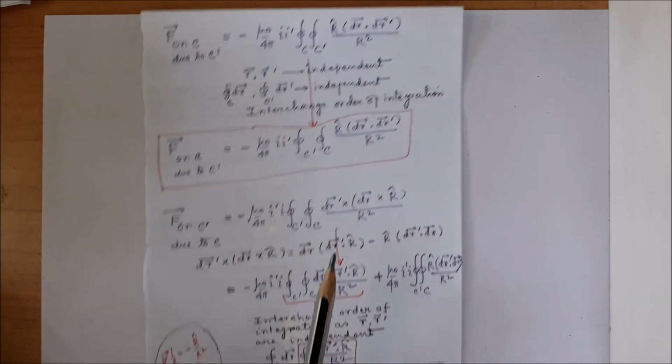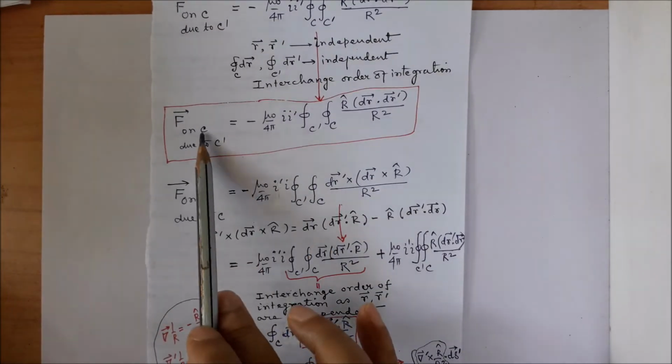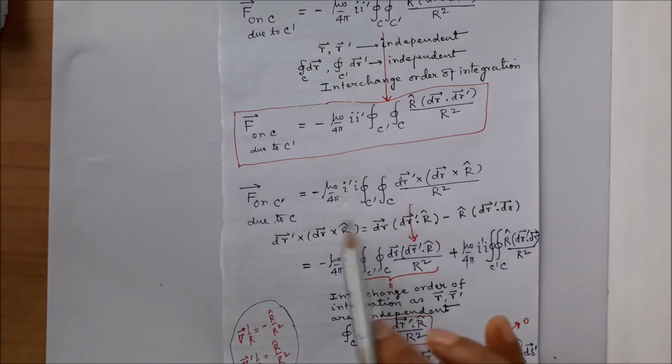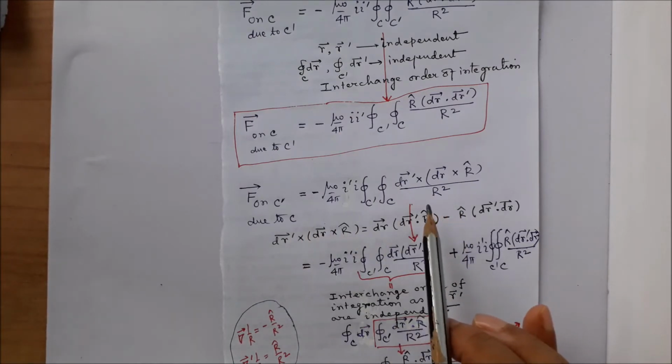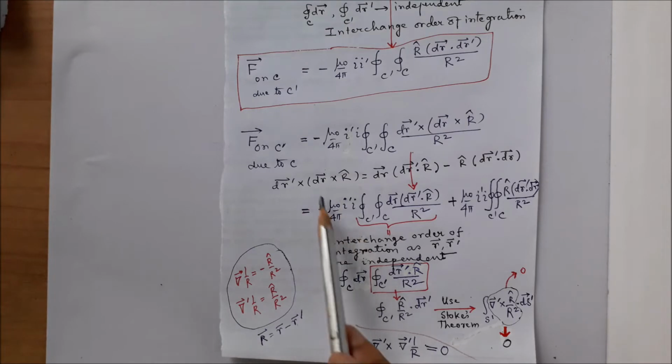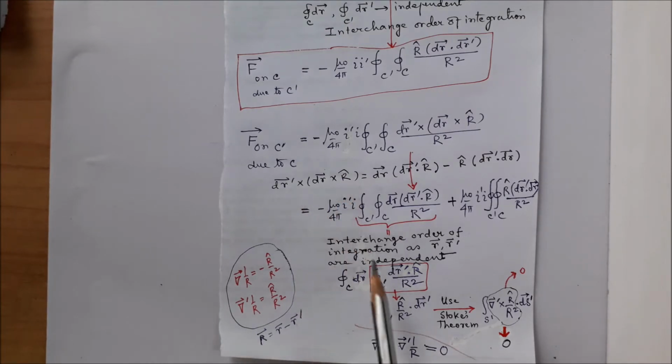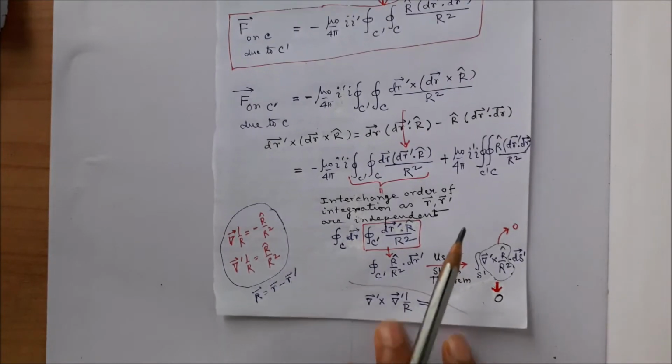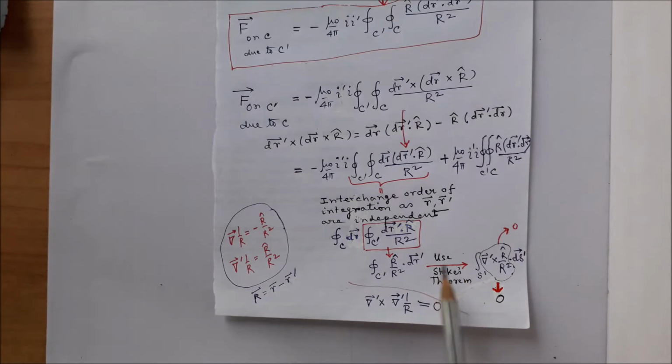Now what will be the force on C prime due to C? This was previously derived and we got this expression. Now we can proceed similarly, that is, expand the vector triple product, interchange the order of integrations over C and C prime, and finally use Stokes theorem. Here grad prime is used since line integration is over the source circuit C prime, and the surface spanning the source circuit C prime is S prime.